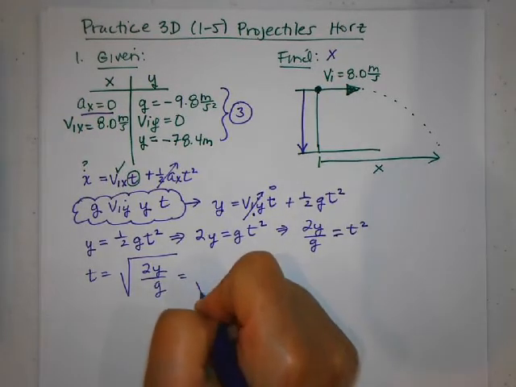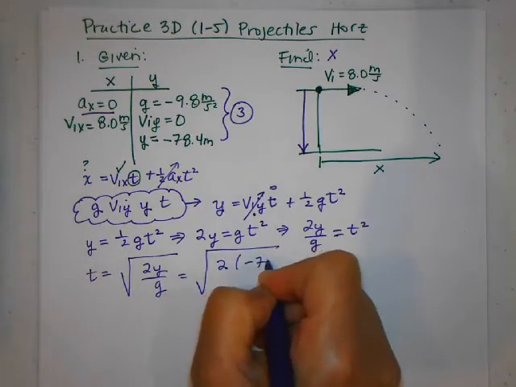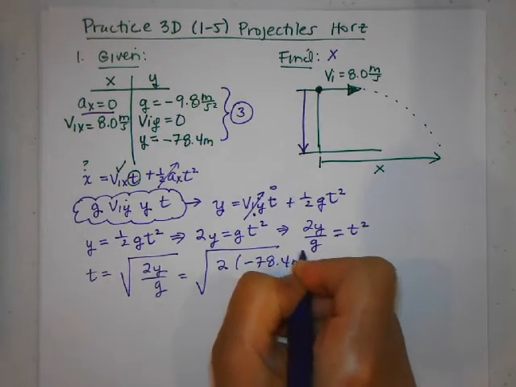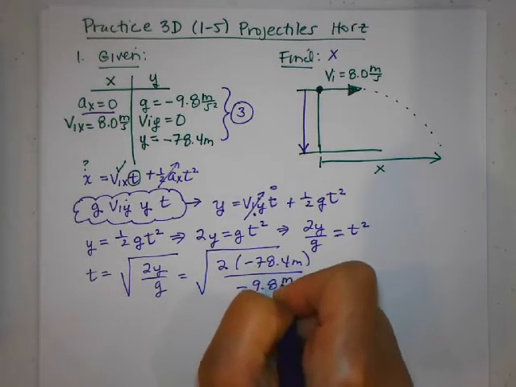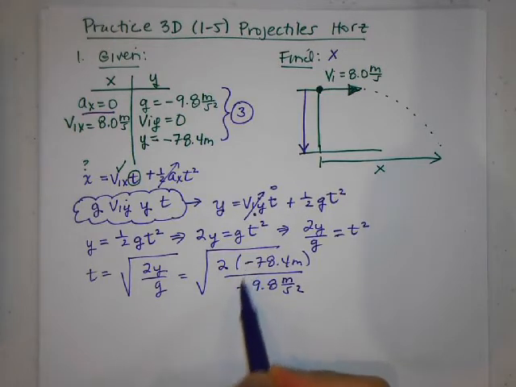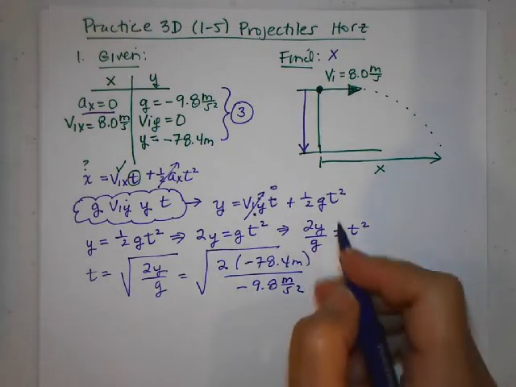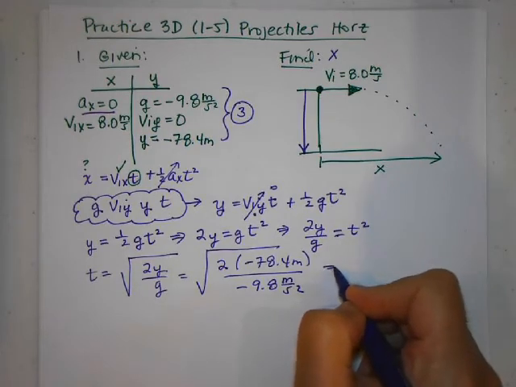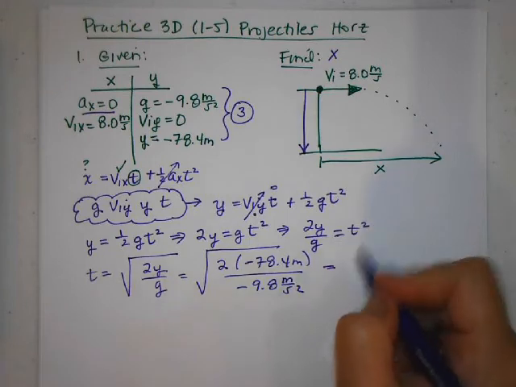I'm going to substitute in my values. 2 times negative 78.4 divided by negative 9.8 meters per second squared. Now, do you see the numerator and the denominator both have a negative? So they're going to cancel, so I end up with no negative under the radical, because I should not have a negative under the radical. Now, when I do all this math-wise, remember, I'm going to end up getting about 4 seconds.